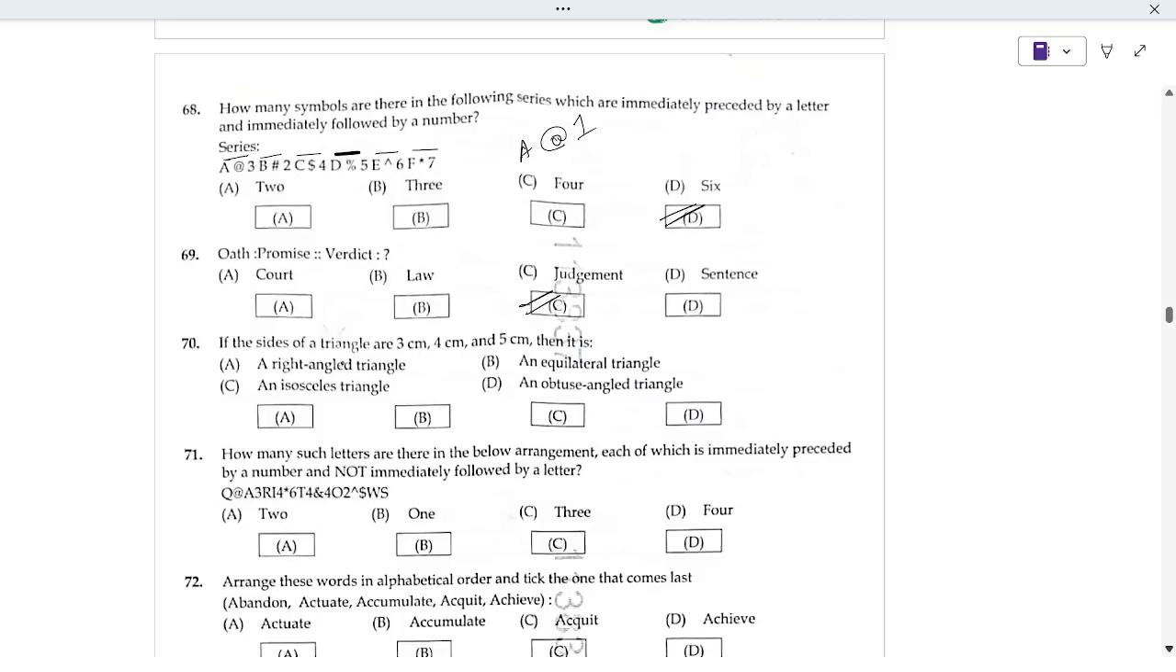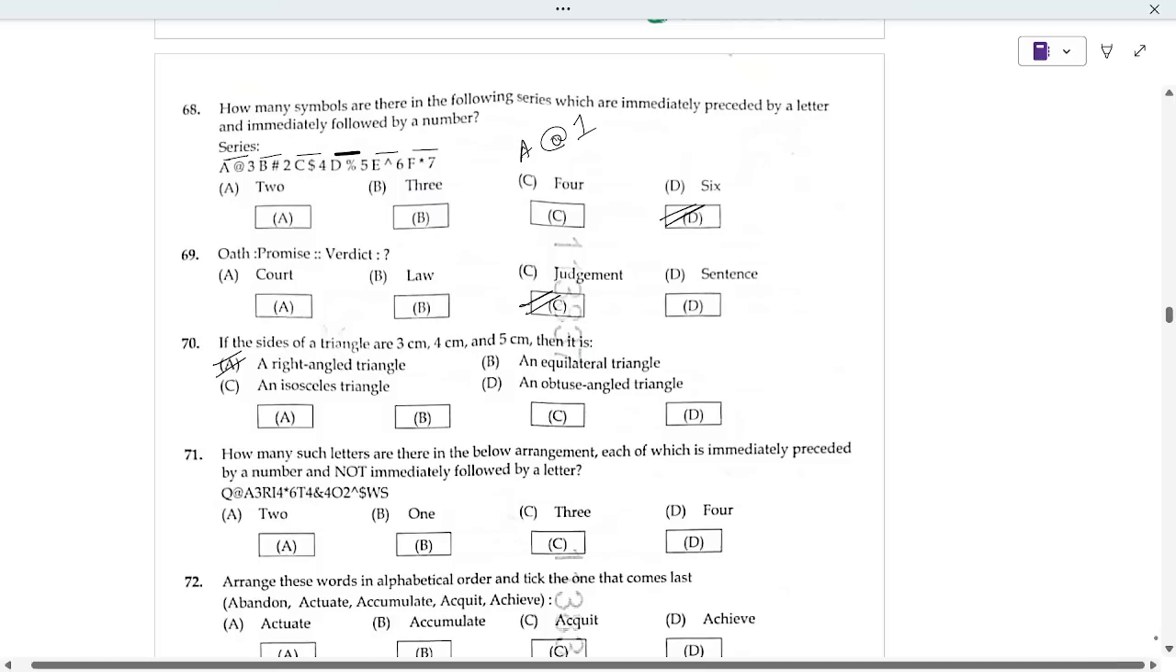If the sides of a triangle are 3, 4 and 5, we can say this is a right angle triangle because 3, 4, 5 is a Pythagorean triplet. With the help of Pythagoras theorem also, 5 square is equal to 4 square plus 3 square, that will give us 25. So it is a right angle triangle.